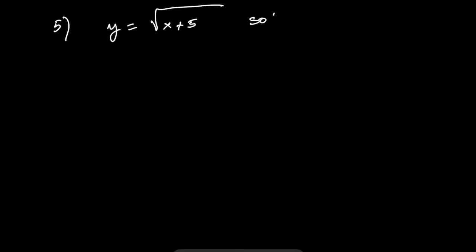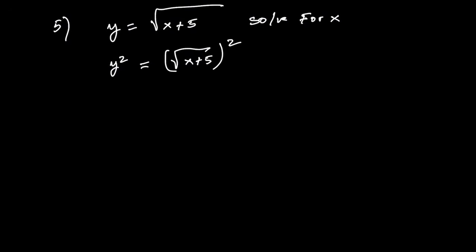Example 5. Here's a square root equation. Y equals the square root of x plus 5. Solve for x. To remove the square root, square both sides. We have y squared equals the square root of x plus 5 squared. The square root and the square cancel. Now we have y squared equals x plus 5.